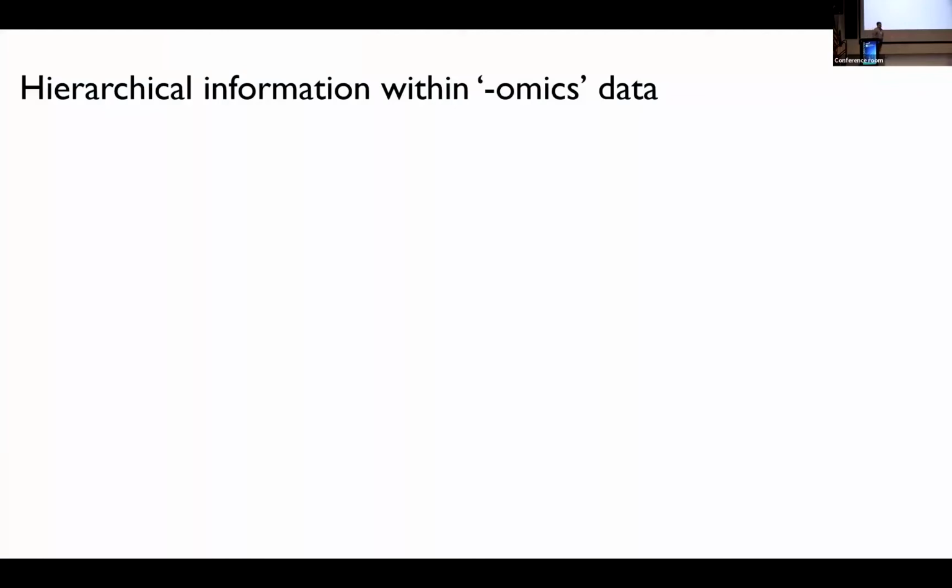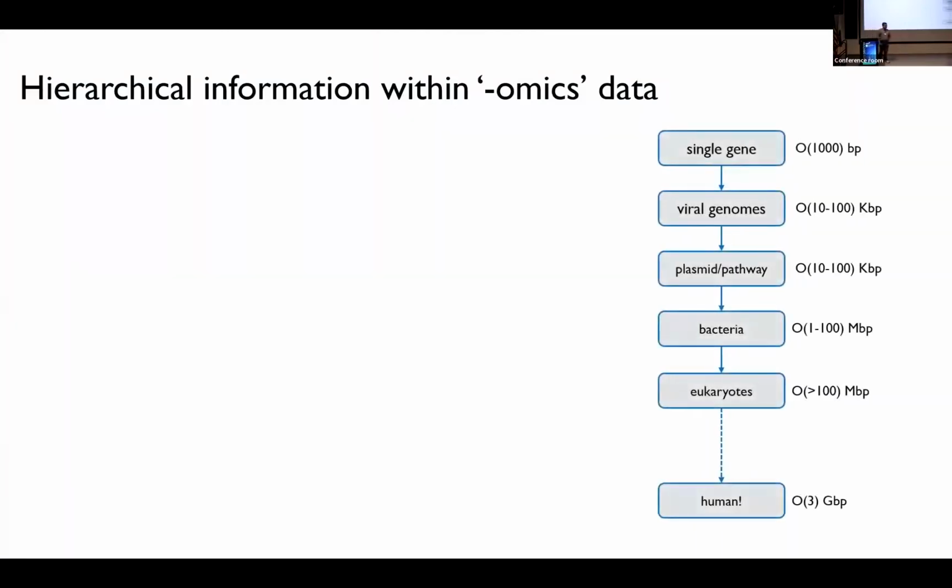If you think of hierarchical information within omics data, you can understand this from a very simple schematic, which is that you start out with a single gene, which has maybe about 1,000 base pairs. This is an average number. That's why I use the big O notation. The big O notation is basically a representation to say, on average, this looks like this, or it's an asymptotic measurement of how many base pairs might be there.